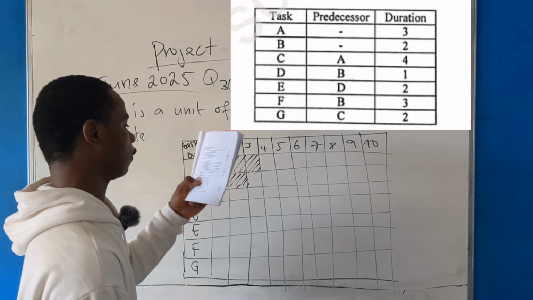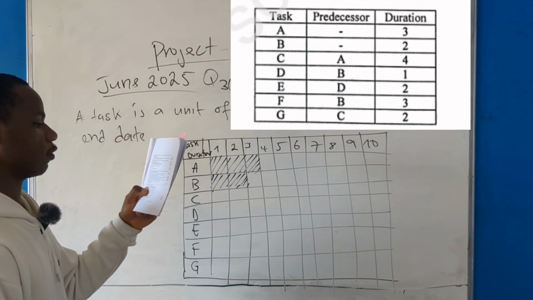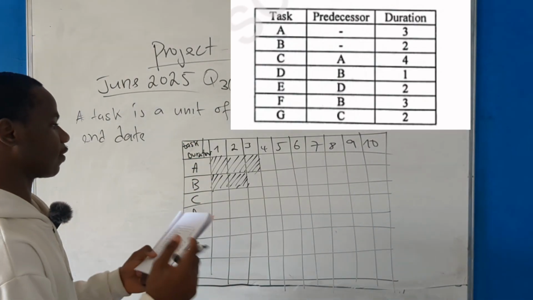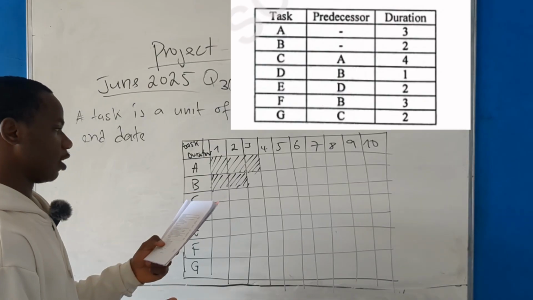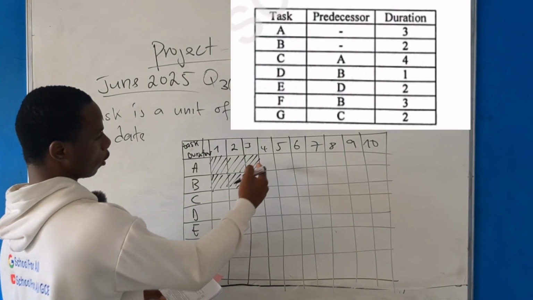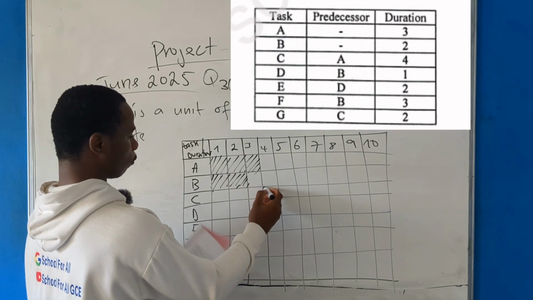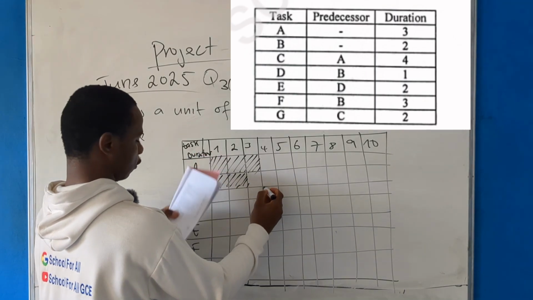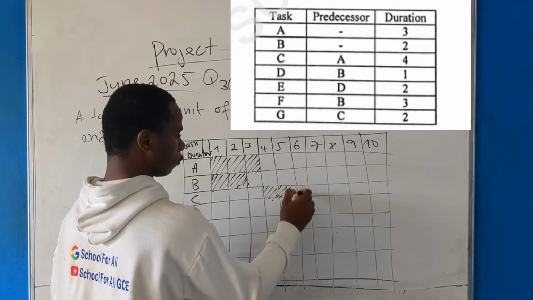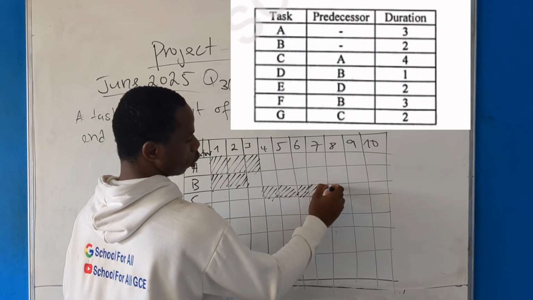Good. Now, task C, predecessor A, simply means that task C depends on task A, because task A is the predecessor of C, meaning that A must complete first before C can start. Good. So this is where A ends. So C must start somewhere here, and it takes how many days? 4 days. Good. The duration is 4. So this day 1, 2, 3, 4. So it shades 4 boxes.